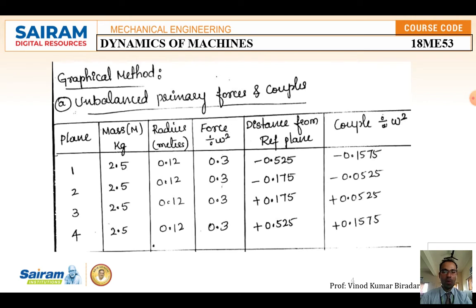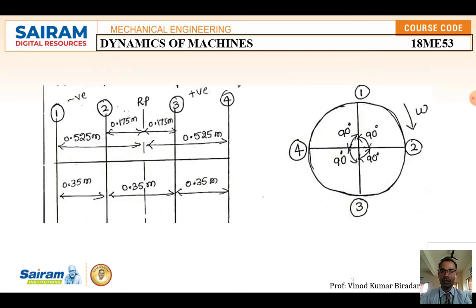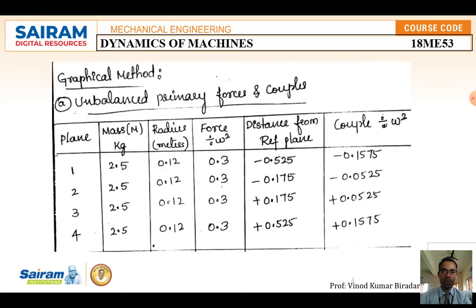0.3 0.3 0.3. Okay, so next one is the distance from the reference plane. This is very important. So here the distance from the reference plane is 0 to 1. So 0 to 1 is 0.35 plus this 0.175, that you write here as minus 0.525.